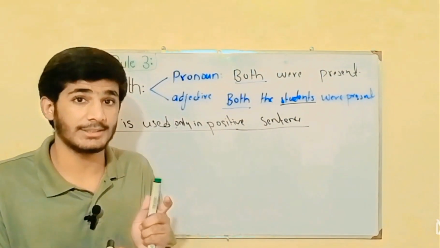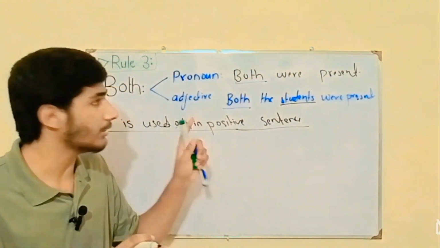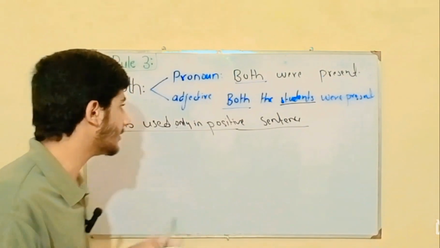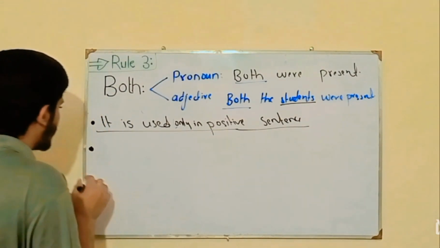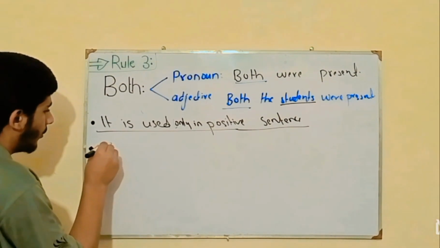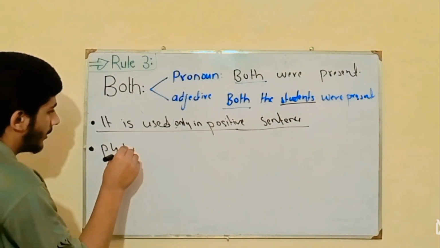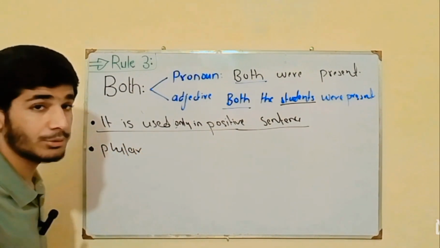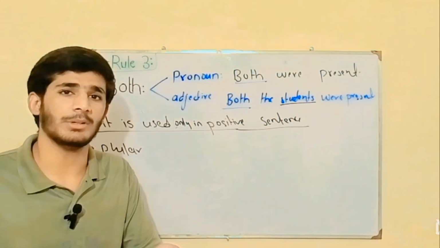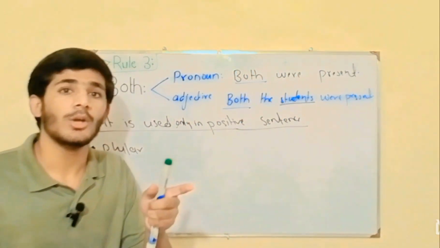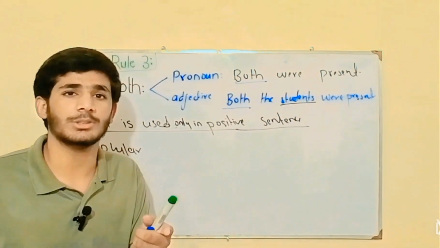In a negative context, you can use neither instead of both. I hope that you got it. And neither, oh sorry, both is plural, okay? It's a plural. If it's plural, the verb should be plural, because as you know, subject and verb agreement tells us that a verb should be used according to the subject.